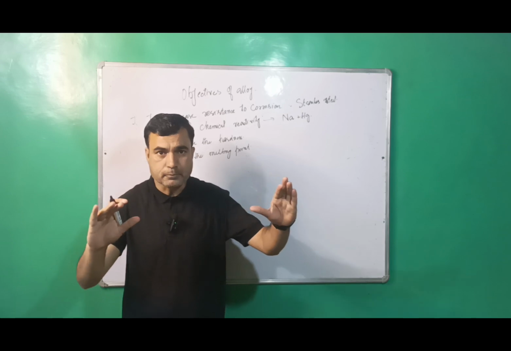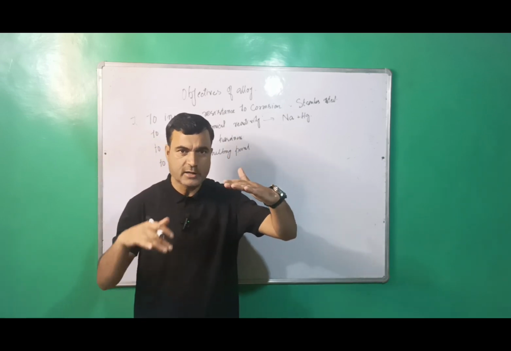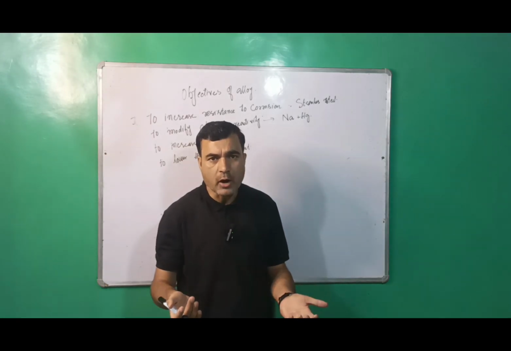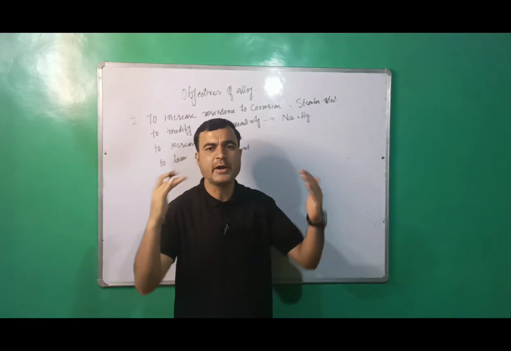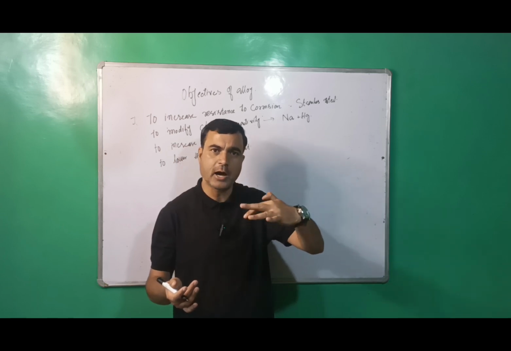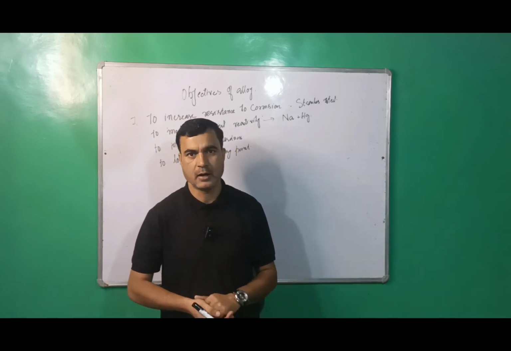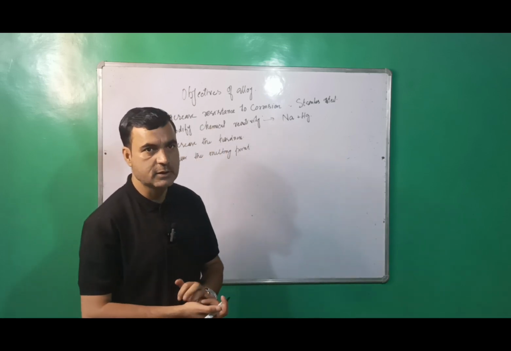Its chemical property is totally changed. In the pure form, sodium has high reactivity, but when it combines with the mercury, its chemical property, or we may say the reactivity, decreases automatically. This is another objective of the alloy.